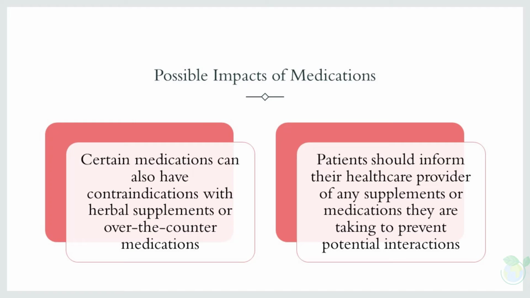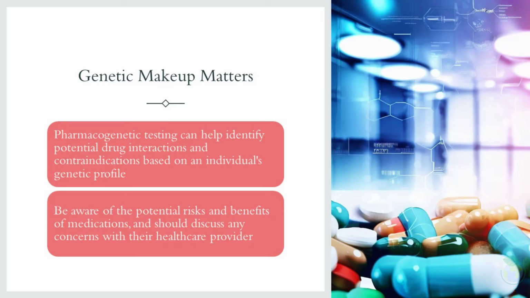Possible impacts of medications. Certain medications can also have contraindications with herbal supplements or over-the-counter medications. Patients should inform their healthcare provider of any supplements or medications they are taking to prevent potential interactions. Genetic makeup matters. Drug contraindications can also vary based on a patient's genetic makeup. Pharmacogenetic testing can help identify potential drug interactions and contraindications based on an individual's genetic profile.